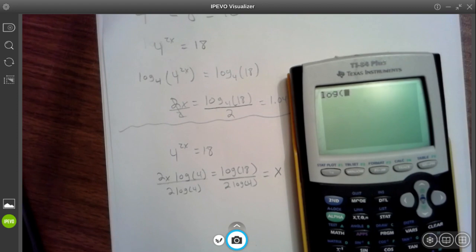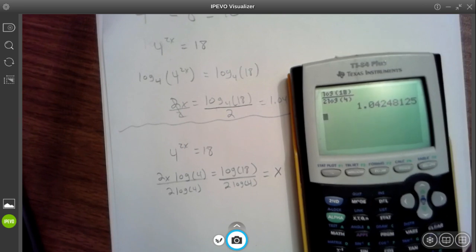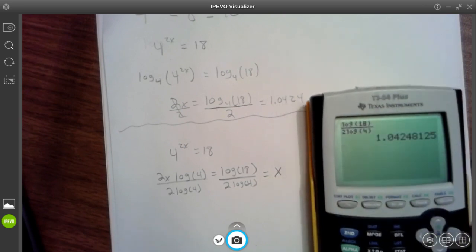All right, we got log 18 divided by, actually, let me do alpha y equals, because I don't want to have to do a whole bunch of sets of parentheses there. 2 log 4. There we go. Same answer, 1.04. All right.